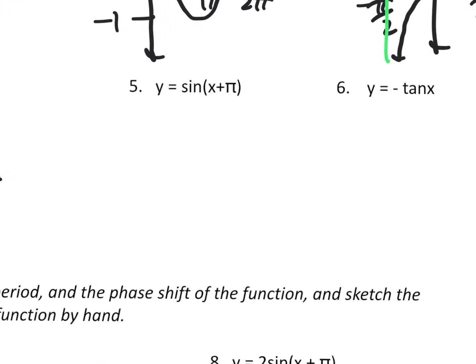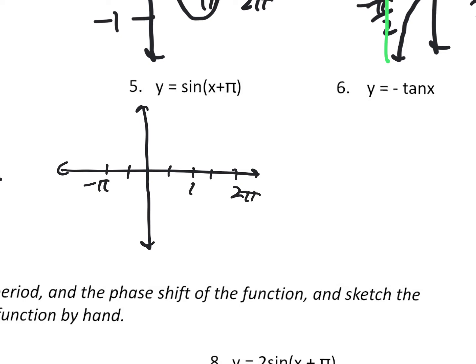Number five. Number five's got a plus pi inside. All right, the plus pi is going to shift it left pi. So I'm going to go negative pi. I'm going to go 1, 2, 3, 4 this way. That's 2 pi. That's 1 pi. That's 1. That's -1.